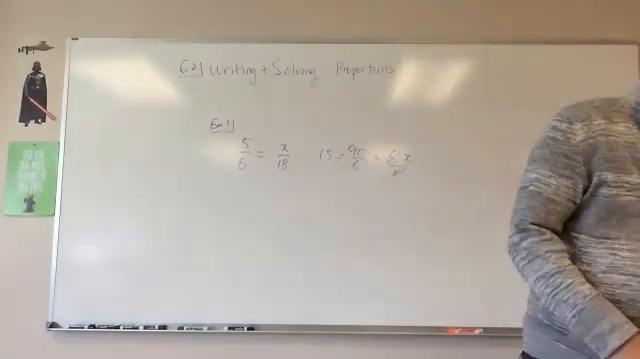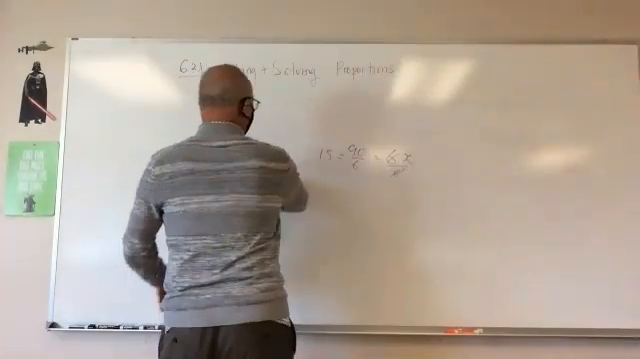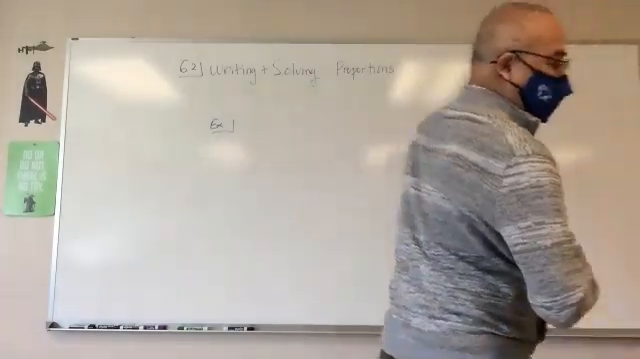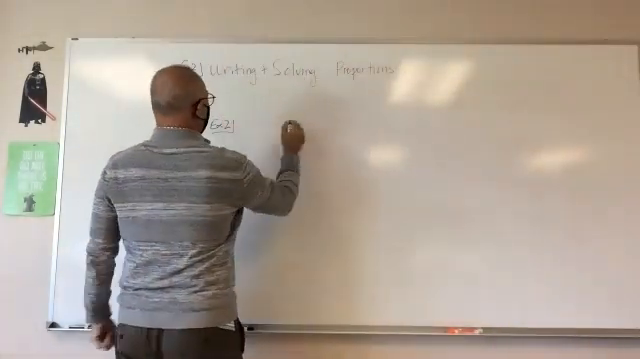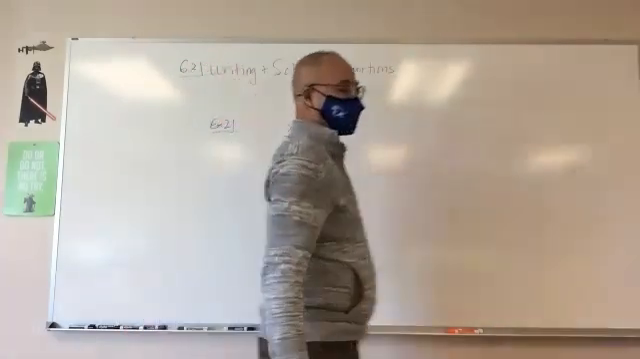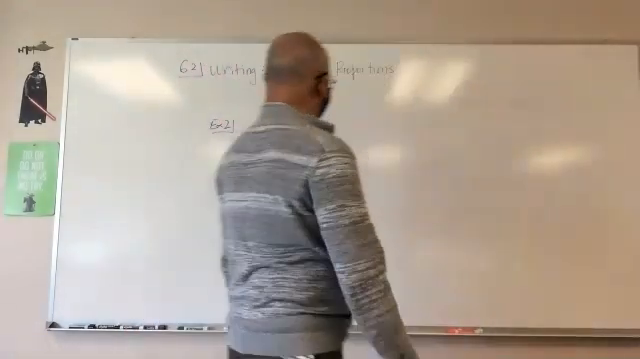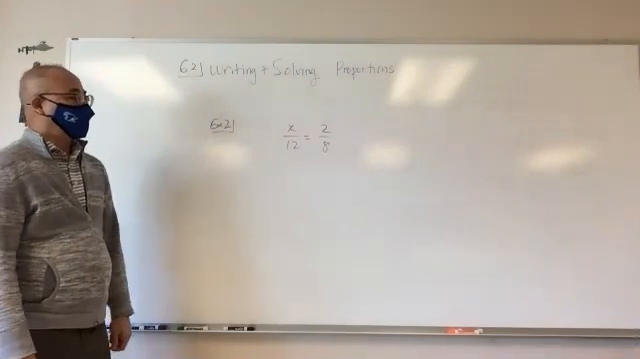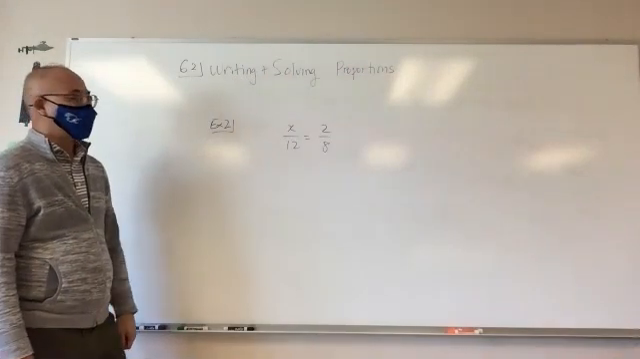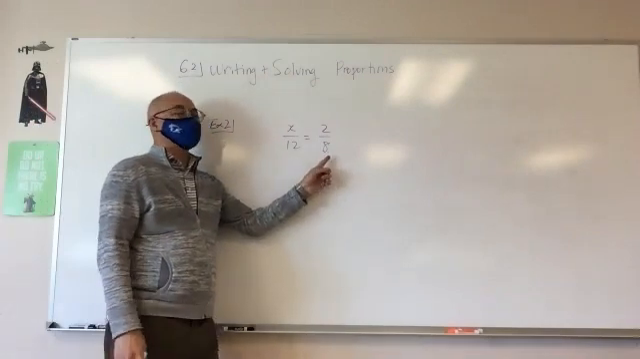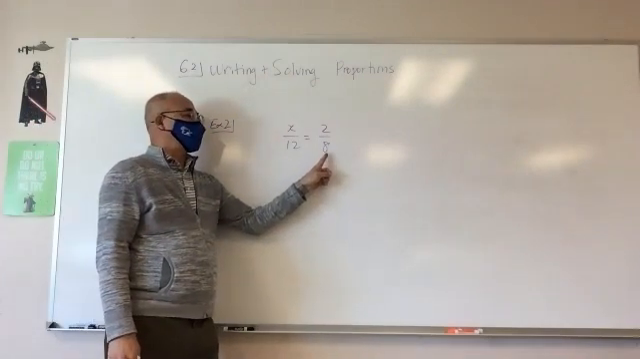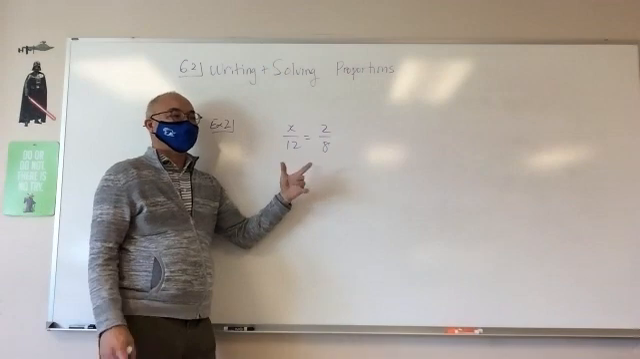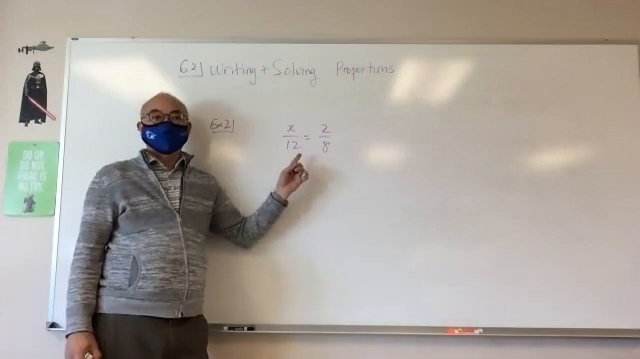Okay, so example number 2. Example number 2 is kind of the same thing. Solve a proportion where x over 12 is equal to 2 over 8. Now this one's a little different, because it's not easy to multiply from here to here. I'd have to multiply by 1.5, but who wants to multiply anything by 1.5?